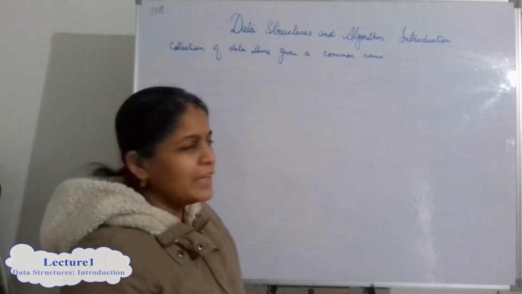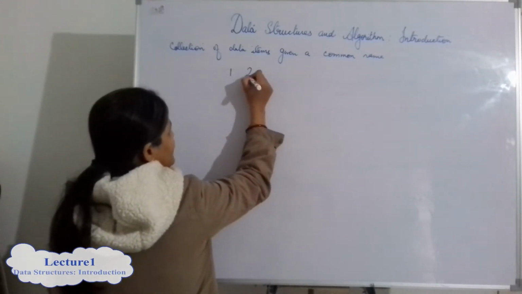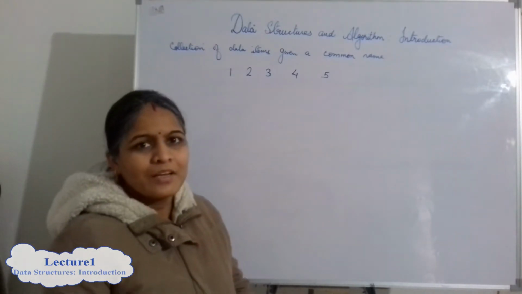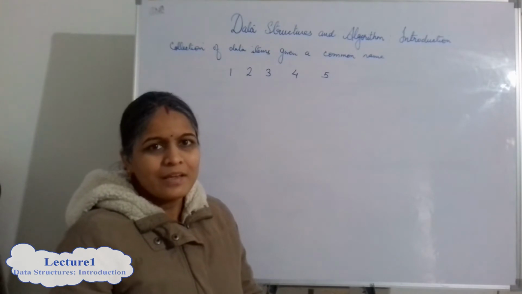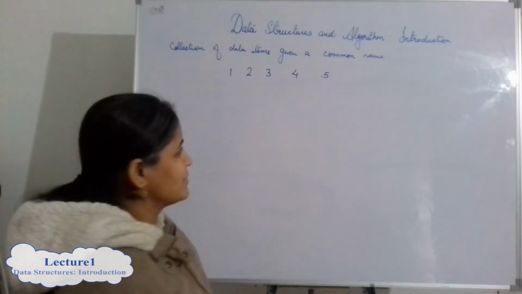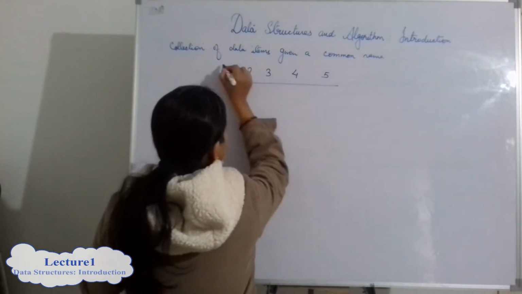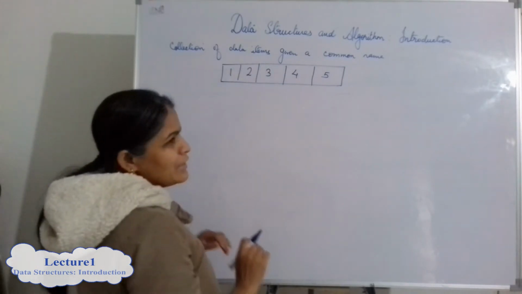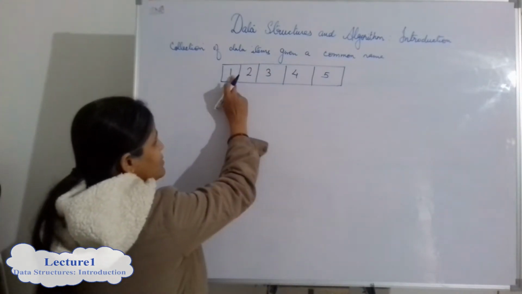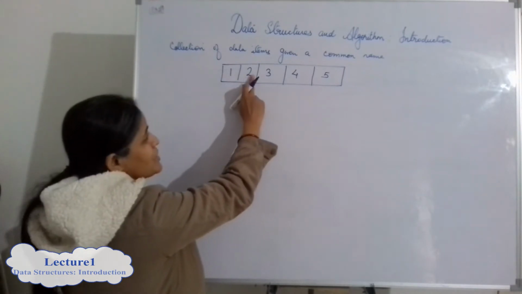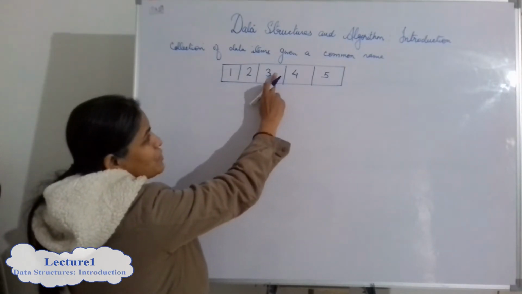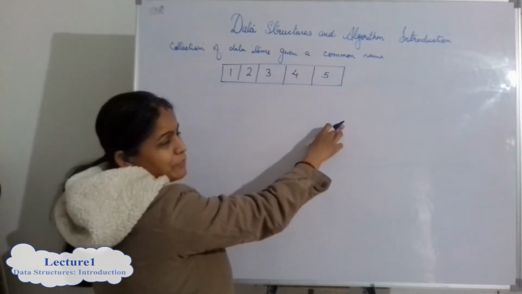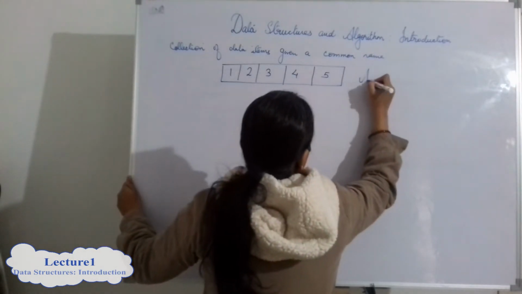Suppose we have 5 data elements: 1, 2, 3, 4, 5. If we arrange these 5 elements in contiguous memory allocation, for example, these 5 items are stored in form of contiguous memory allocation, means 1 is stored on first memory address, 2 is stored on second memory address, 3 is stored on third memory address, 4 is stored on fourth memory address, and so on. Okay. Then this data structure is known as array.